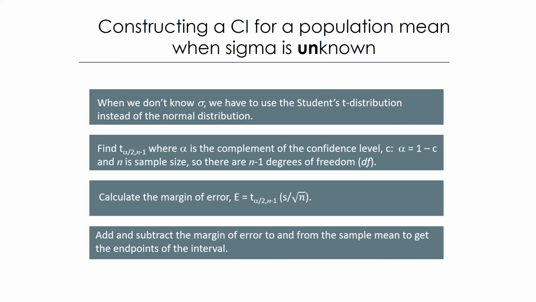So in this case, since we don't know sigma, we have to use the student's t-distribution instead of the normal distribution. The critical value is denoted by t sub alpha over 2, n minus 1, where again alpha is the complement of the confidence level, so alpha is 1 minus c, and n is the sample size. For the student t-distribution, we talk about a number of degrees of freedom, which is n minus 1. Then we calculate the margin of error by taking this t-score times the sample standard deviation s divided by the square root of n. And finally, add and subtract the margin of error to and from the sample mean as before to get the endpoints of the interval.